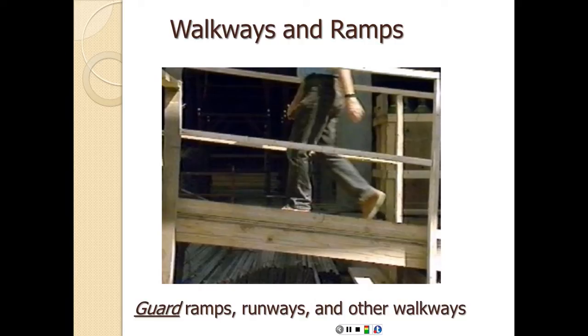To guard them, use a guardrail like this one, for example, which has a top rail and a mid rail, and it should also have a toe board at the bottom. The top rail, as we mentioned before, should be at about 42 inches plus or minus 3 inches, and the mid rail is going to be at the mid height between the top rail and the floor.